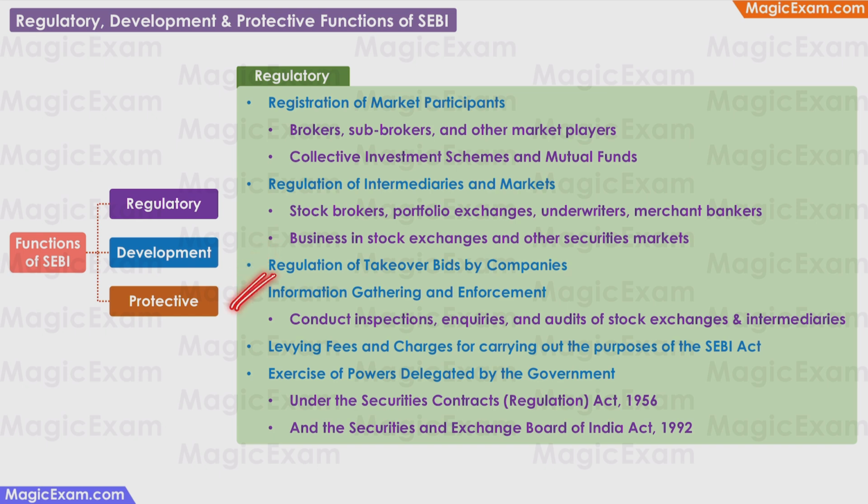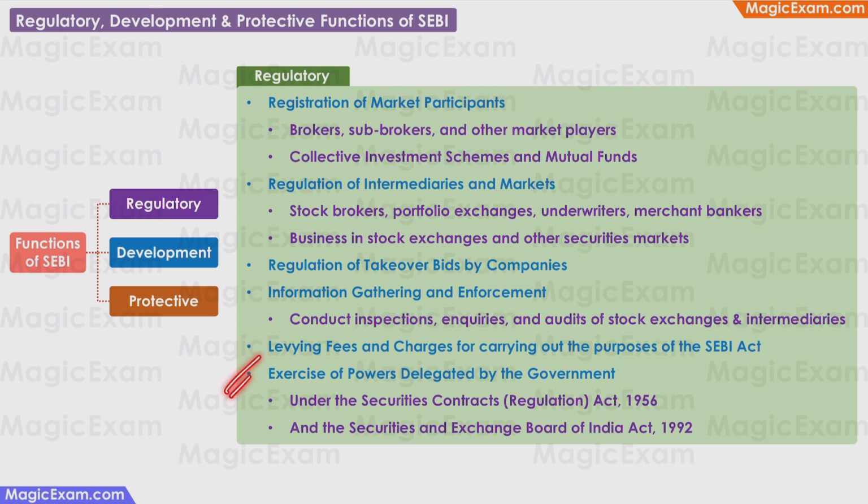Information gathering and enforcement. SEBI conducts inspections, inquiries, and audits of stock exchanges and market intermediaries to gather information, and it enforces rules. It is a way of keeping everyone in check to make sure that the regulations are being followed. Levying fees and charges. To carry out its regulatory functions, SEBI is authorized to levy fees and charges on market participants. This helps to fund SEBI's activities and ensures smooth operations.